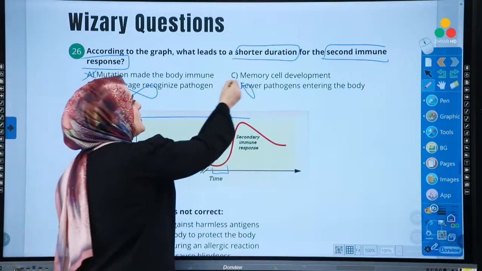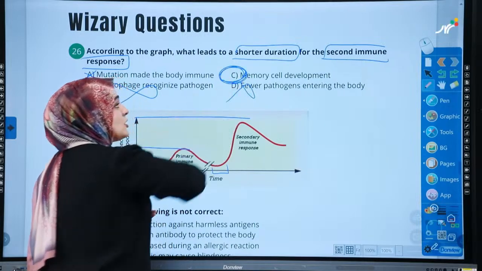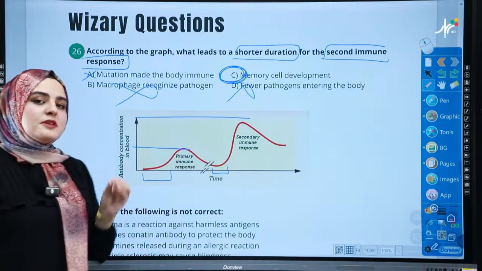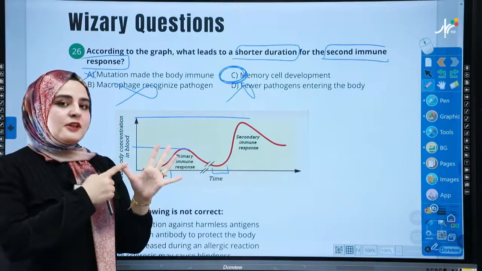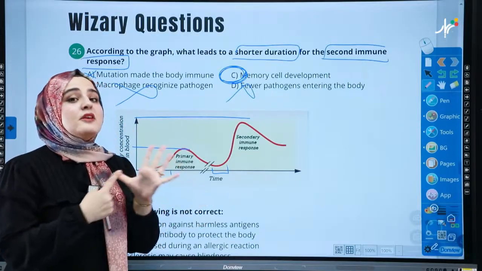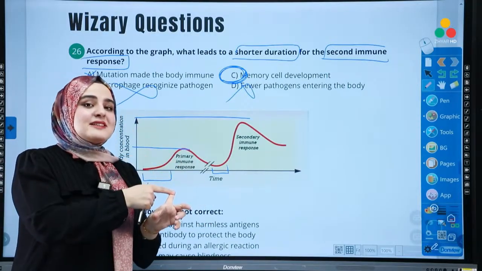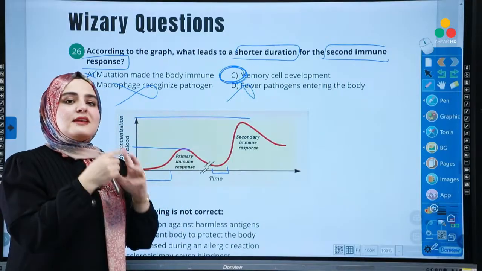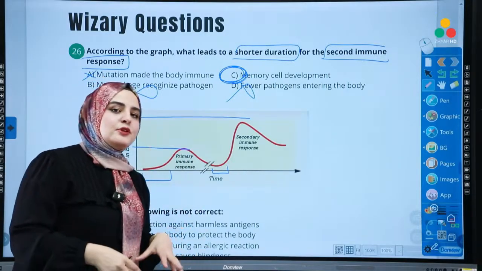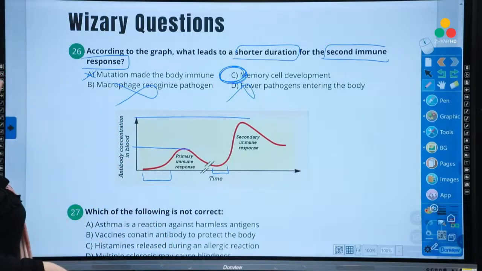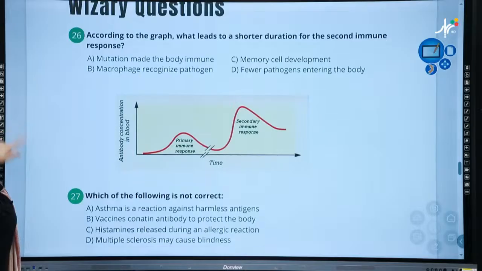So the only reason why secondary is shorter and stronger, it's because of the memory cell development during the first time. Memory cells are developed from the first infection, but they don't act there. But in the second infection and onward, they are recognizing the pathogens, and they are the ones that produce the rest of the cells to fight it off. Very nice. We're moving forward.